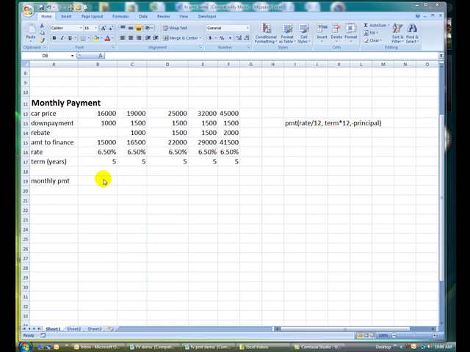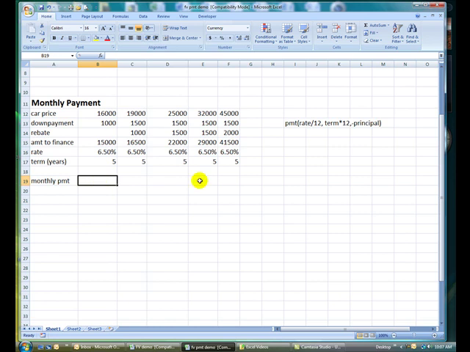I'm going to click in cell B19 here because I've already set up a small spreadsheet where I've got the price of 5 cars. I've got a down payment, I've got a rebate for 4 of them, and I've got the amount that I have to finance. The rate for each of these cars that I'm going to figure out the monthly payment is 6.5, and the term, or how long I'm going to pay over this monthly payment, is 5 years.